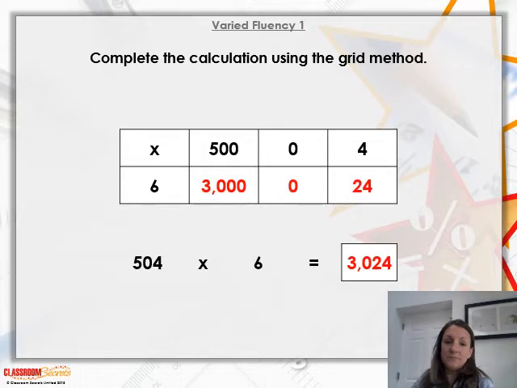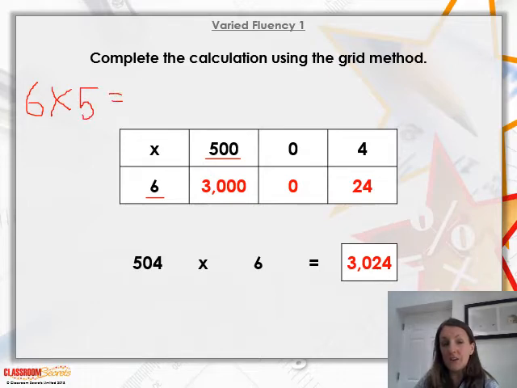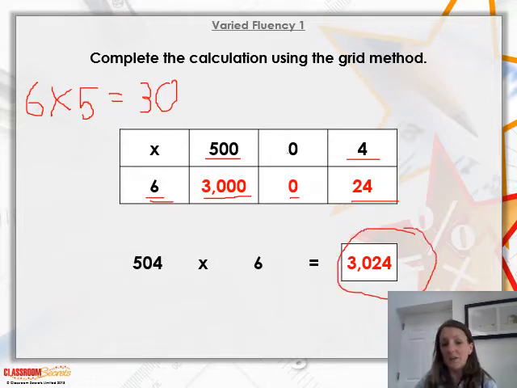All right. So hopefully you've recognized here that you've got 6 times 500. Well, I know that 6 times 5, start with the multiplication facts that I know, which is very helpful. I know that 6 times 5 is 30. So 6 times 500 is 3000. Then it's 6 times 0 is 0. And 6 times 4 is 24. So the answer is 3024.